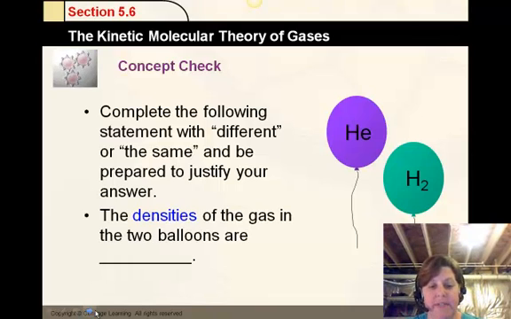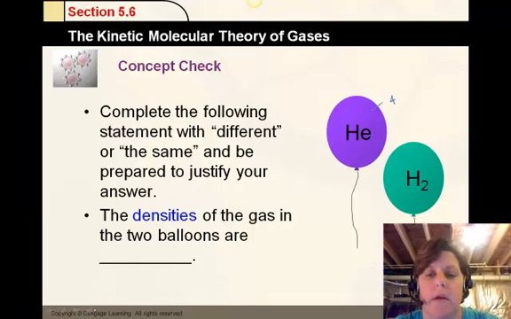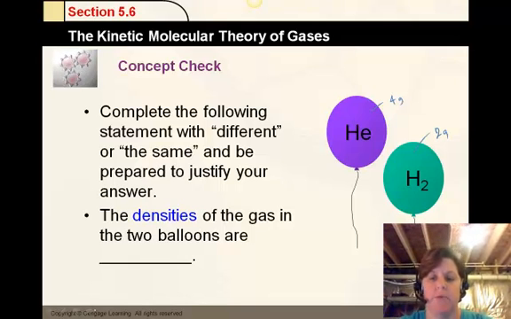What about the density of the gas in the two balloons? Now density is mass over volume. We know that helium and hydrogen have different molar masses. Helium has a mass of about 4 grams, and hydrogen has a mass of about 2 because each one is worth 1. So they may have the same volume and the same number of moles, but each atom of helium is heavier than each atom of hydrogen. Therefore, the densities of the two balloons are definitely different.